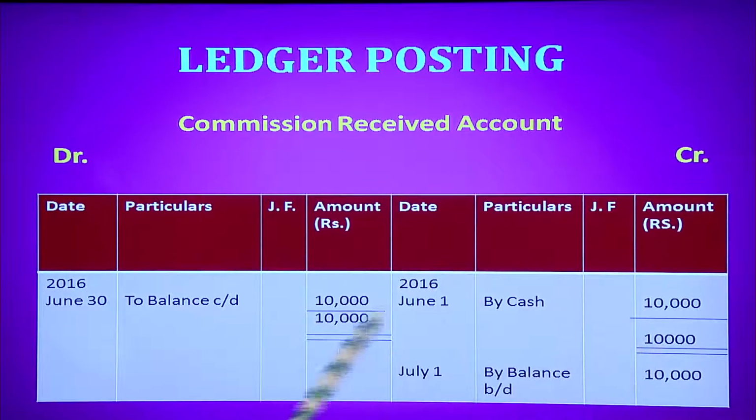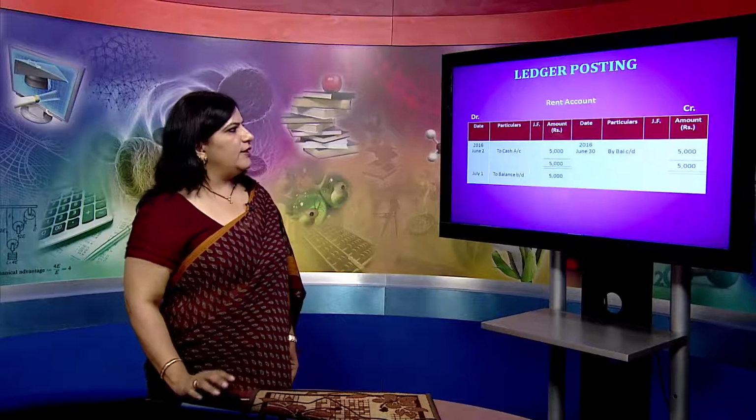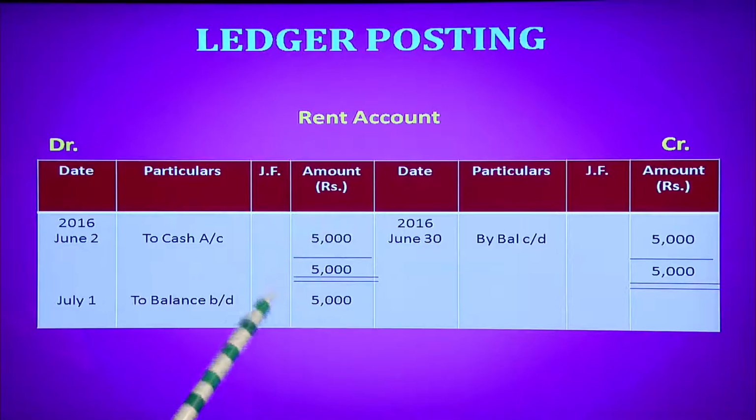So, we write 10,000 rupees on both the sides and we put a double line beneath it, and on the debit side we write to balance carried down 10,000 rupees, and this is prepared at the end of the month. So, although the entry took place on 1st June, we will balance the account on 30th June and we shall write to balance carried down 10,000 rupees. The same balance shall be transferred now on the first day to the next month by balance brought down 10,000 rupees. Similarly, we move on to the next account and we balance the rent account.